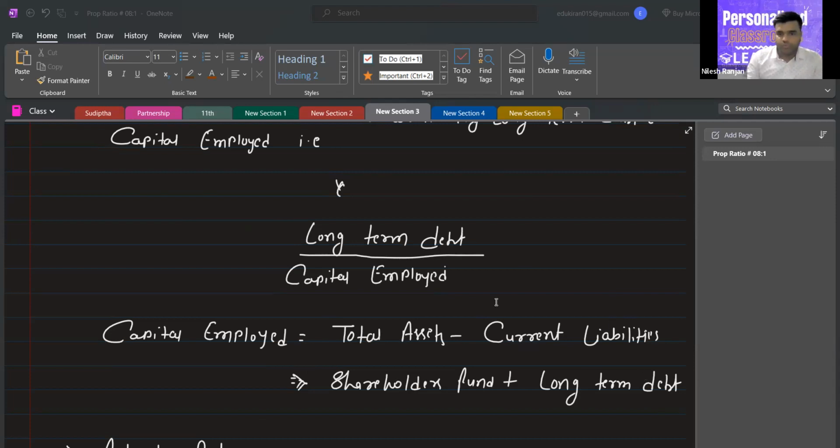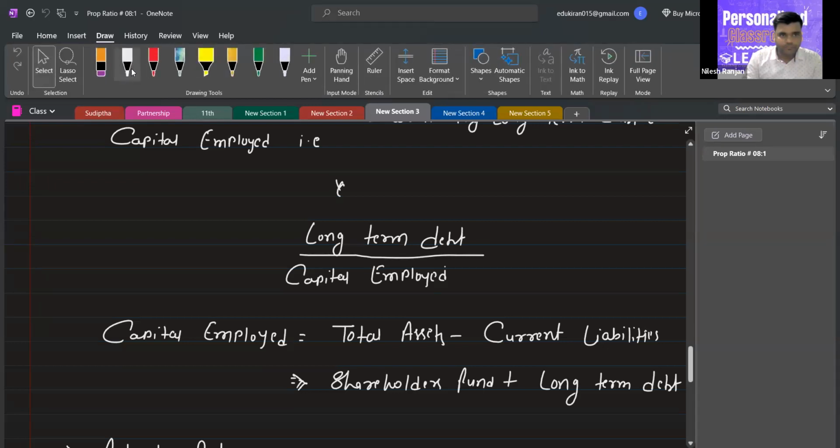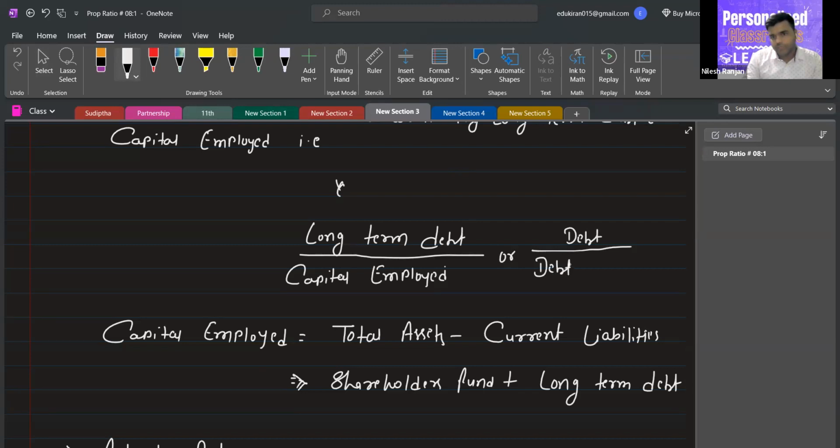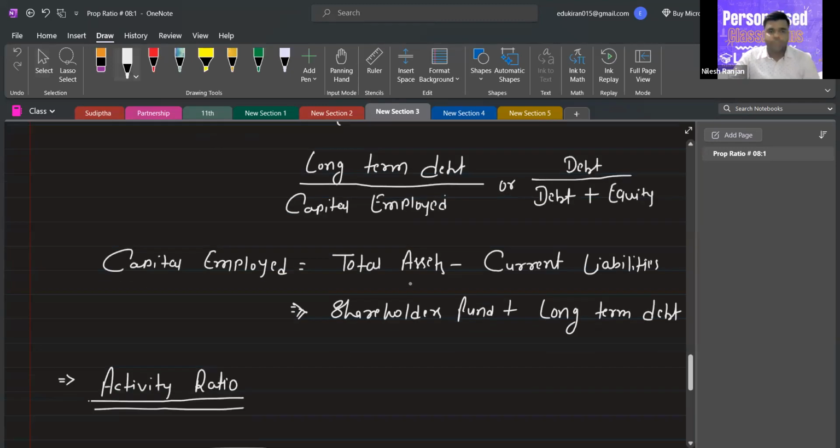Okay, so this formula can change here. The formula can be debt divided by debt plus equity. So you can use any of these two. The answer will be same. Okay, so this is our debt to capital employed, and I also told you that please try to solve questions from your book, because there is no question of this ratio in my book.